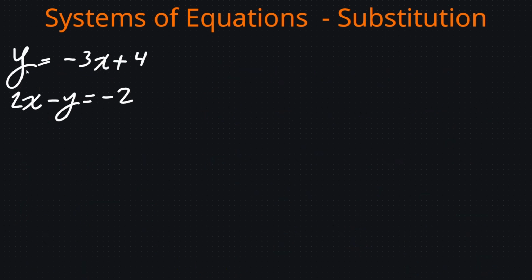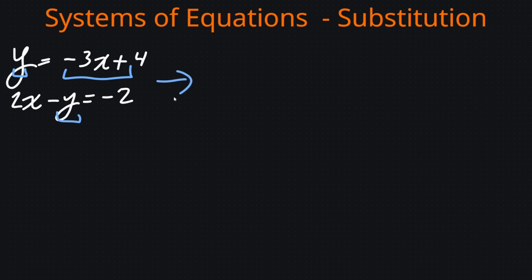Let's try some more. Let's check this one out. So over here, the y is isolated on its own, which is pretty nice. We have y equals negative 3x plus 4, and we have 2x minus y equaling negative 2. The only annoying thing I see happening here is that there's a lot of negatives floating around, so we're just going to be very careful. That's all. And so I'm going to, like usual, take this isolated y and use what it is equal to replace the y in the other equation.